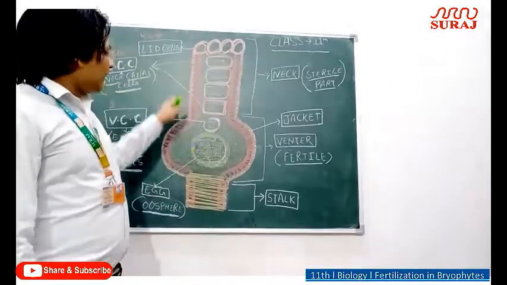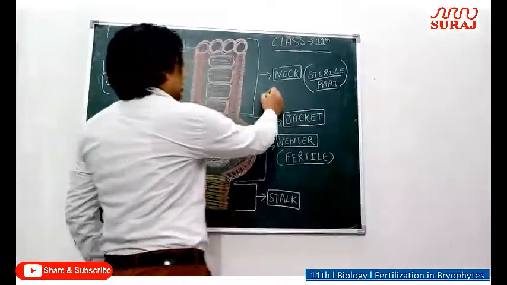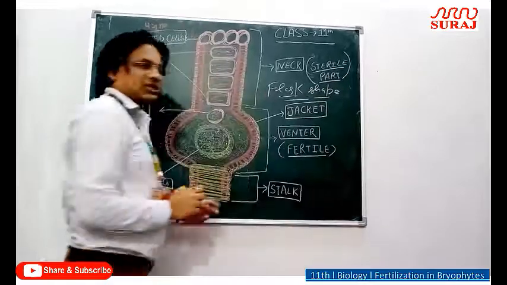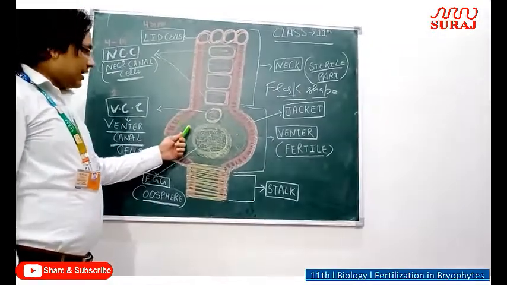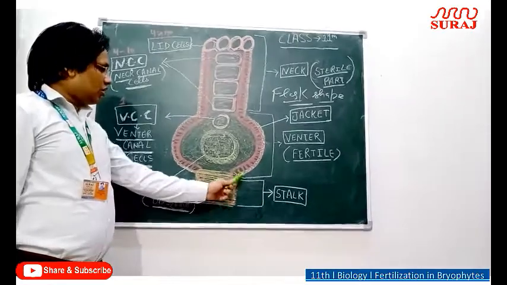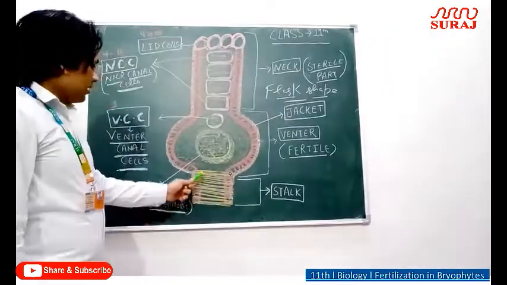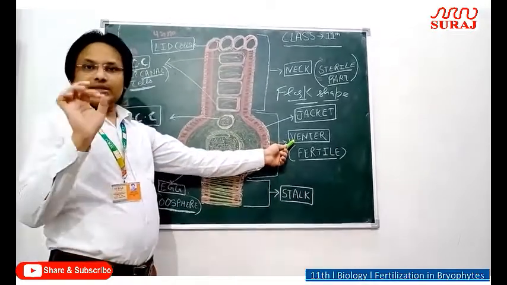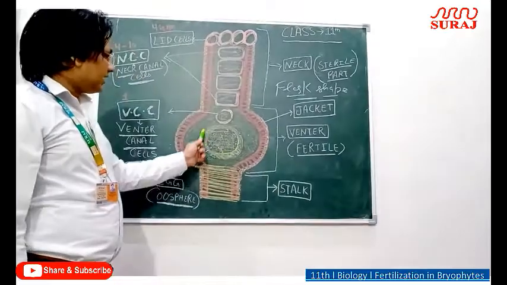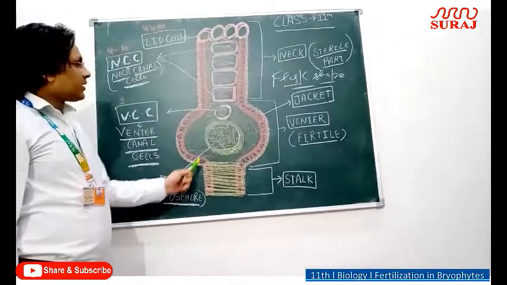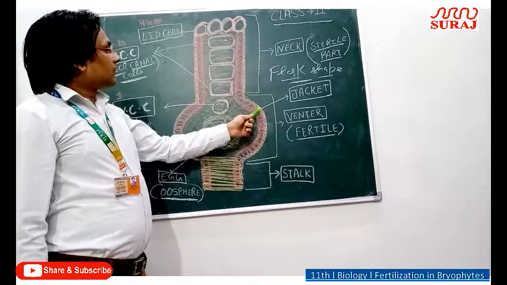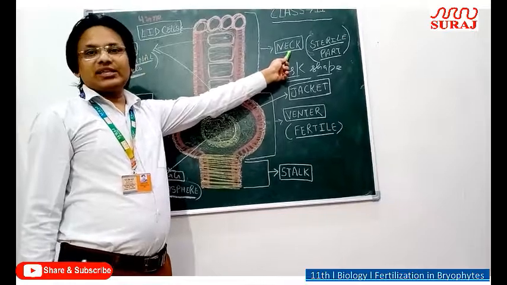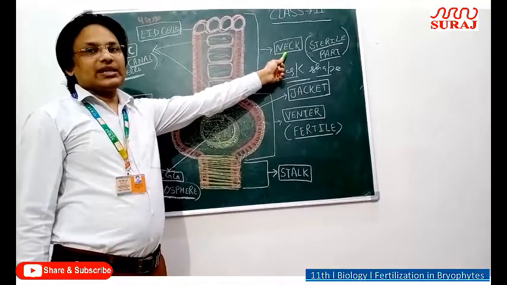Archegonium is basically a flask-shaped structure. This one is the flask-shaped structure. This is the stalk of archegonium, and this swollen part of archegonium is known as the venter. It is the fertile part of archegonium because it contains the egg, that is called the oosphere. The above part is known as the sterile part, and the sterile part represents the neck.